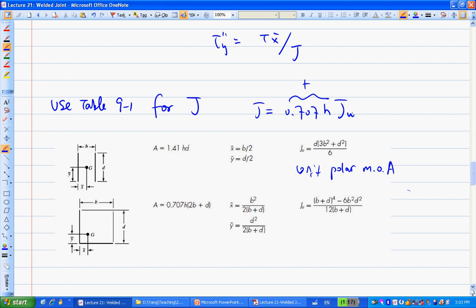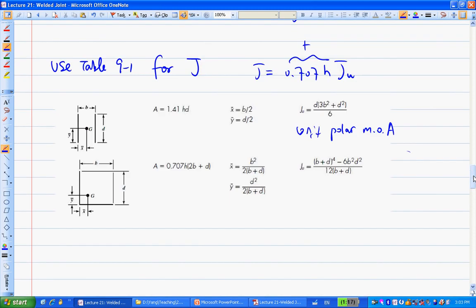Is that good? Be careful with this. Every time I see different mistakes being made in using this table. That's J. And this table also tells you the total throat area. This A here is the total throat area.